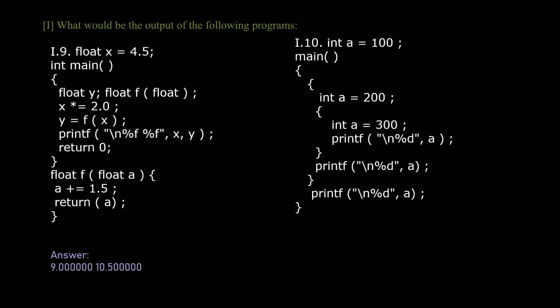After this block, here we have a is 200. So this is 200. And after this block, it takes the global value. a is 100.